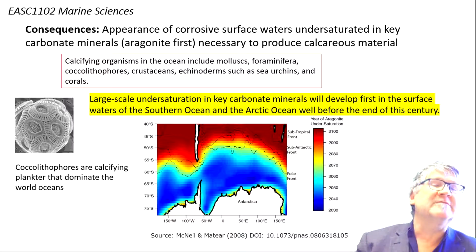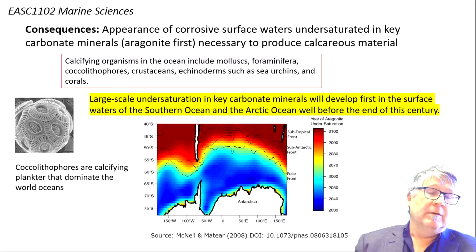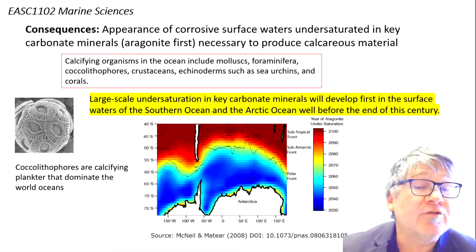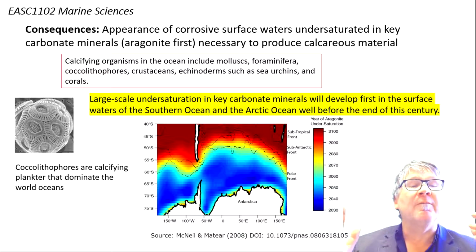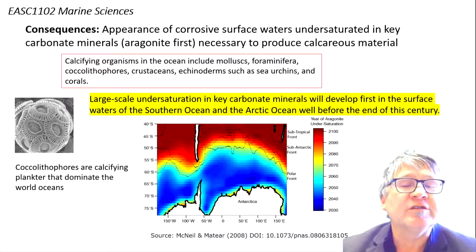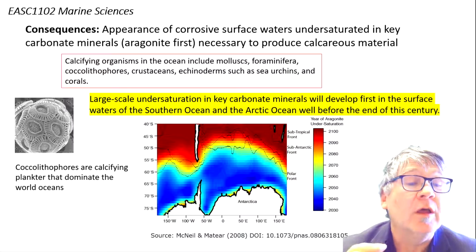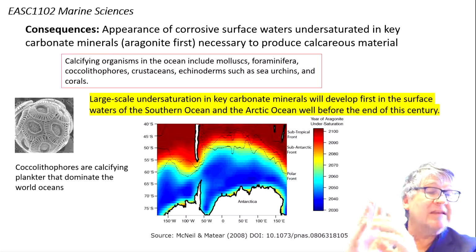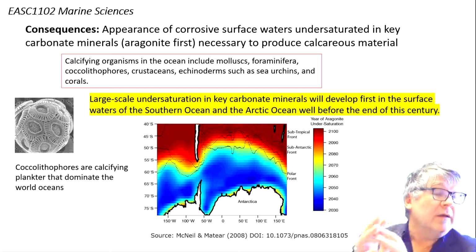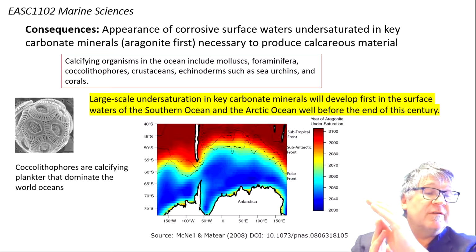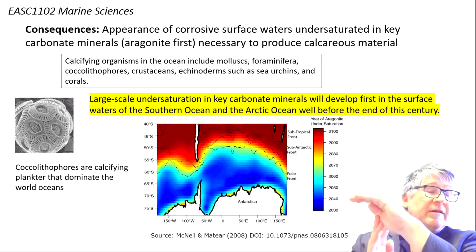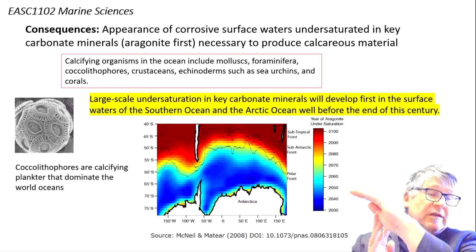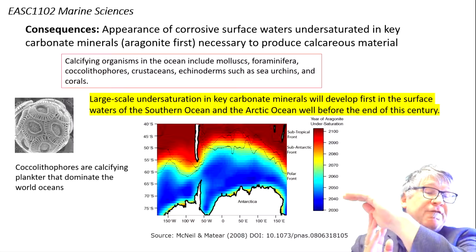So where will this undersaturation happen and when? Okay, so large-scale undersaturation in key carbonate minerals will develop first in the surface waters of the Southern Ocean and the Arctic Ocean well before the end of the century. And here's one prediction for the Southern Ocean, and the colors give you the timing, when the surface waters become undersaturated. And you can see in terms of the timing, it's sort of mid-century. Okay, it's within your own lifetime that you will experience this significant shift.